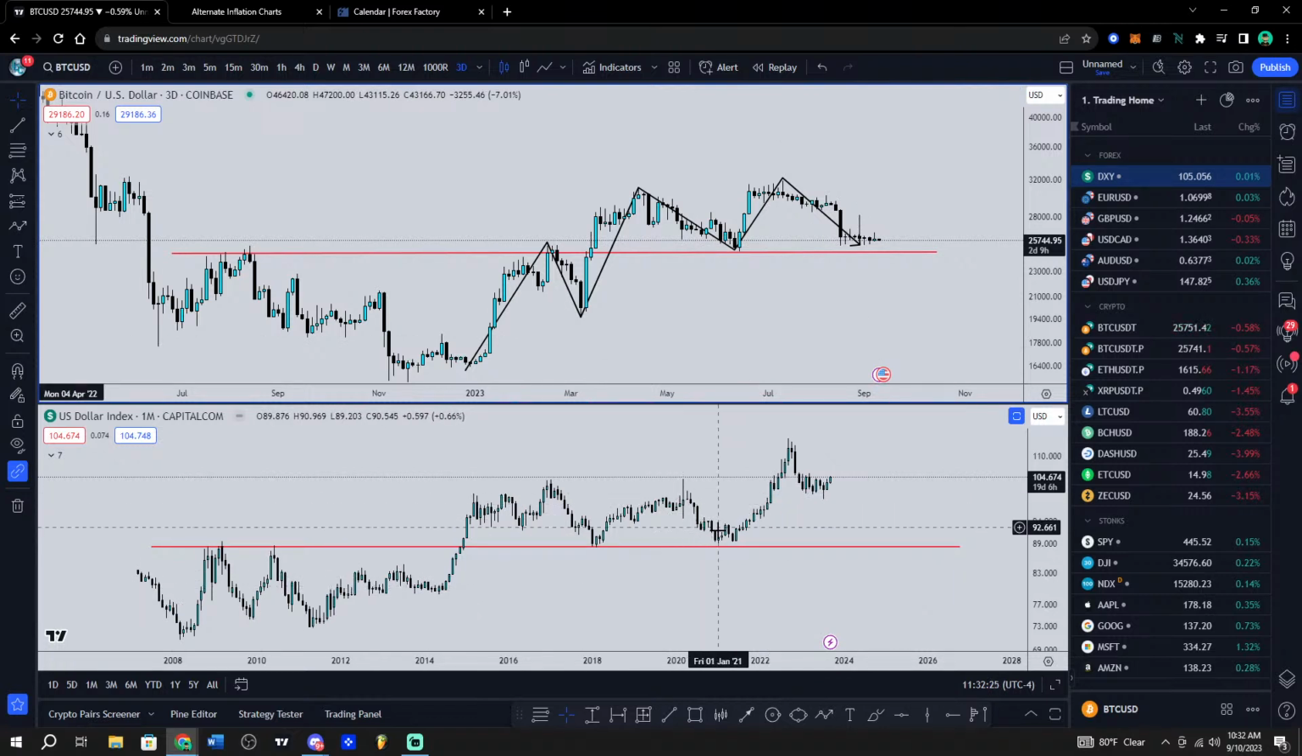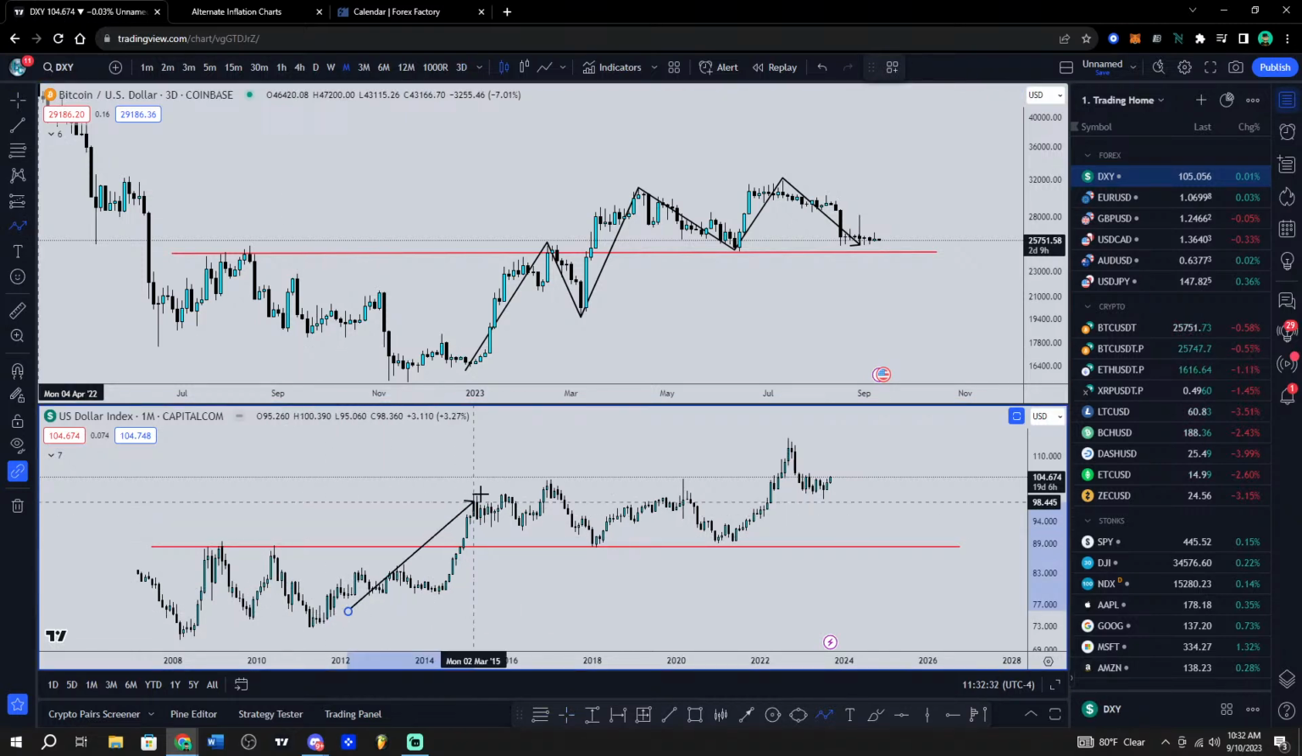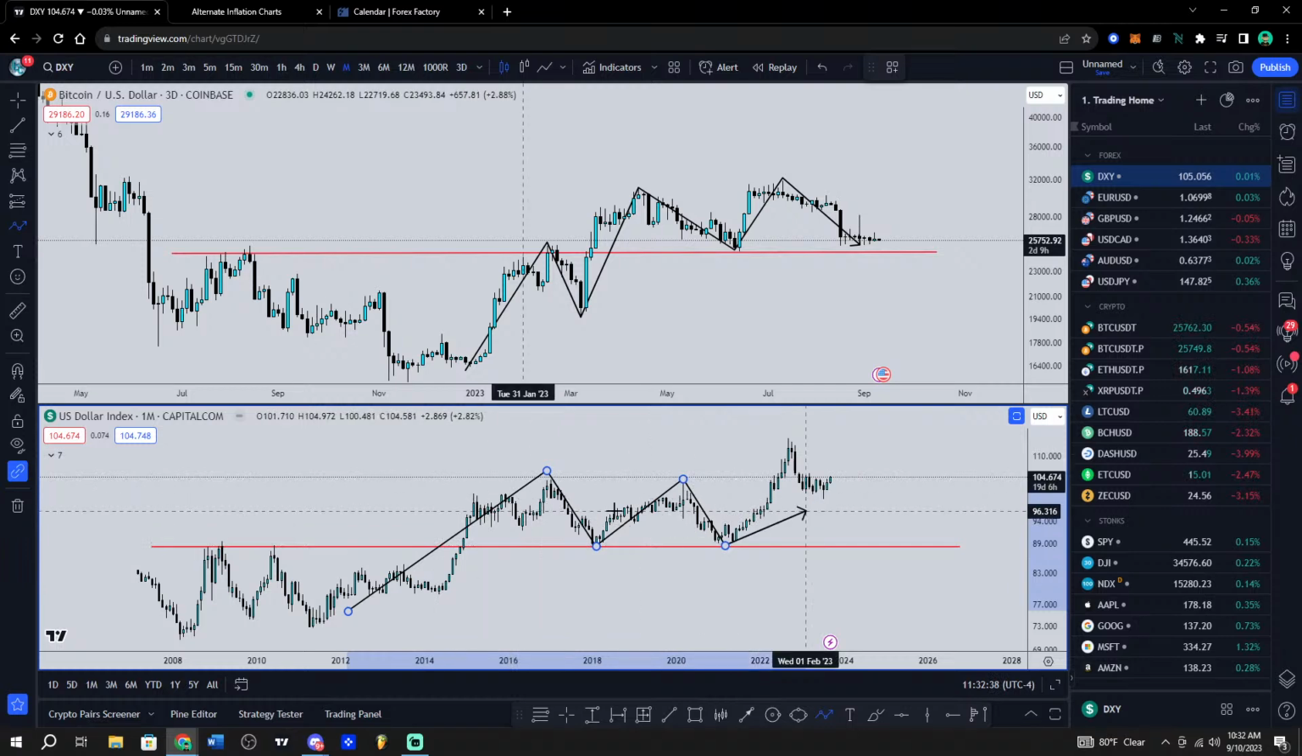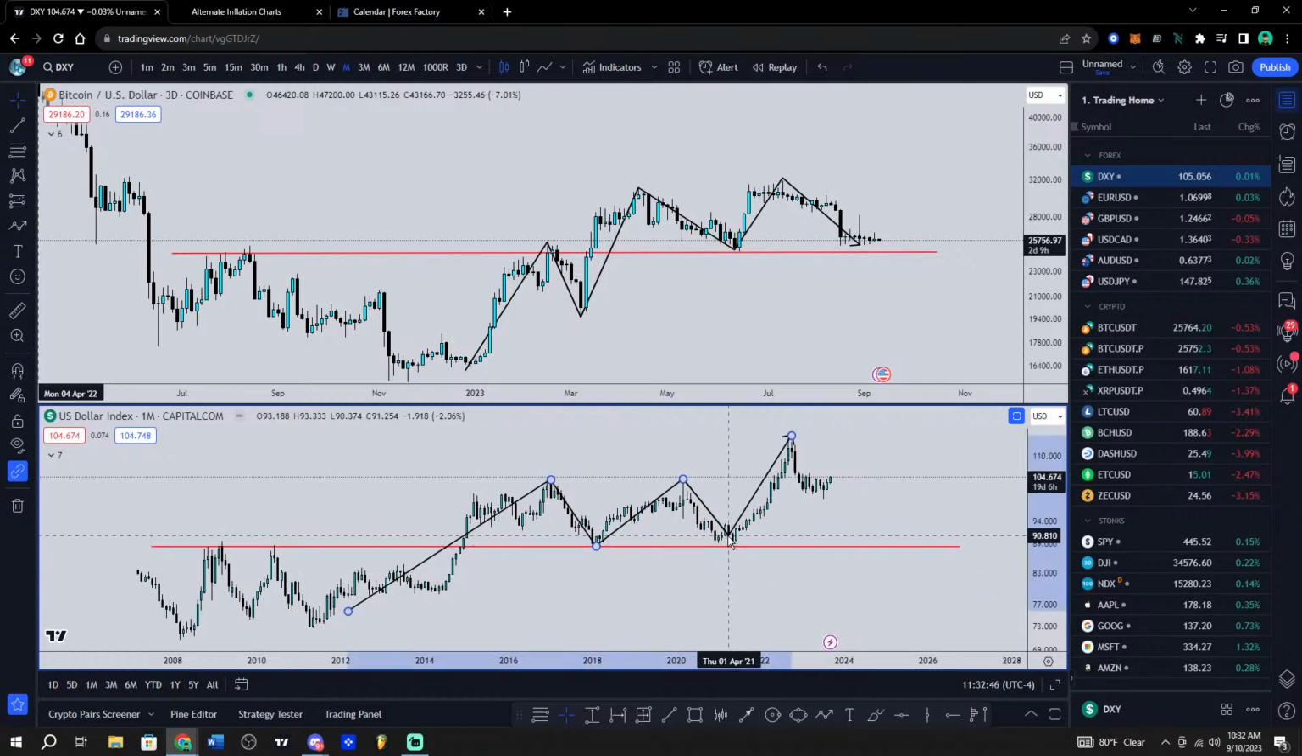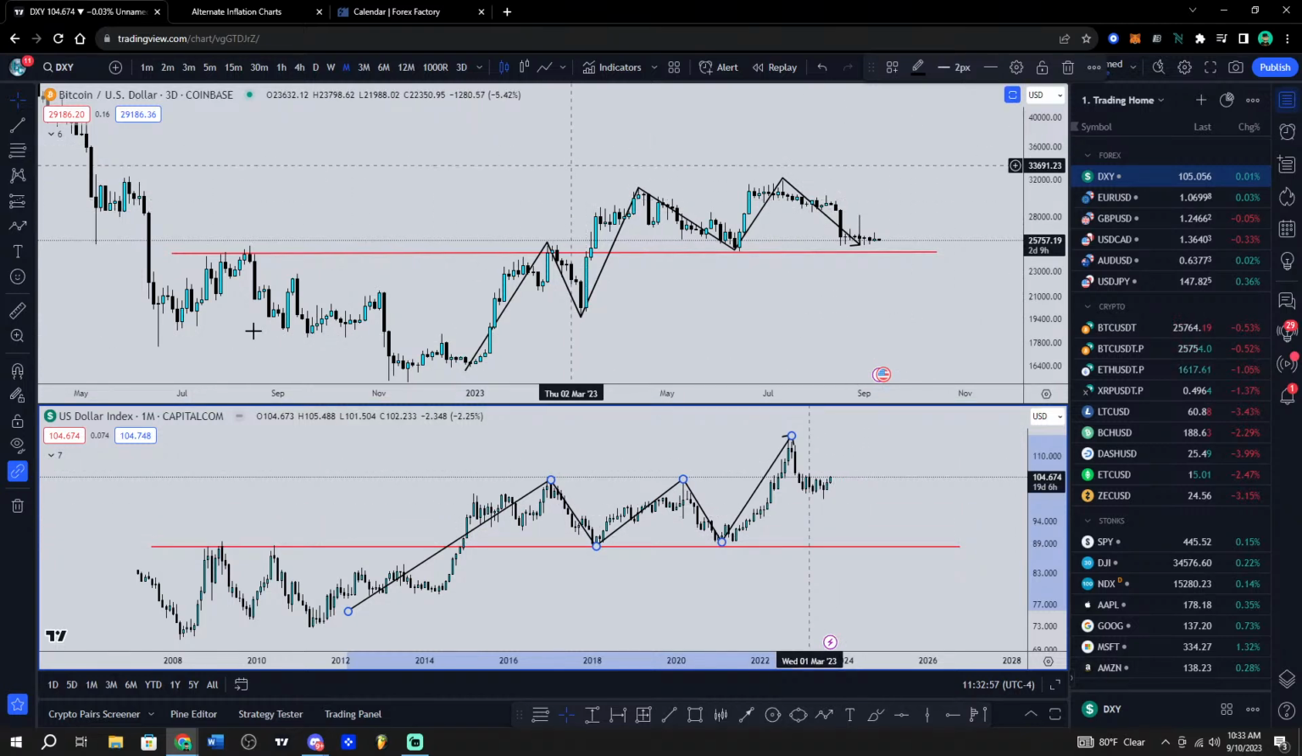But if we take a look here at the Dixie, what do we have? Same thing. We have a push up, push down, push up, push down. It's just a corrective structure, a running flat, and then that nice little push up that breaks up. So that's what I am expecting. It won't be very massive, it's just a retracement for Bitcoin. That's what I'm looking for.